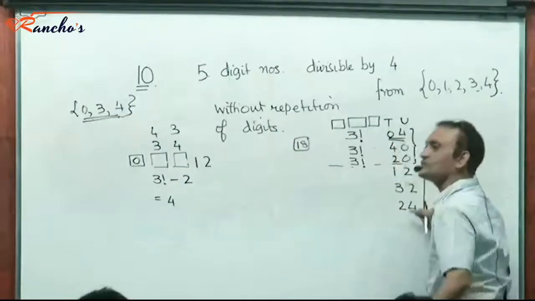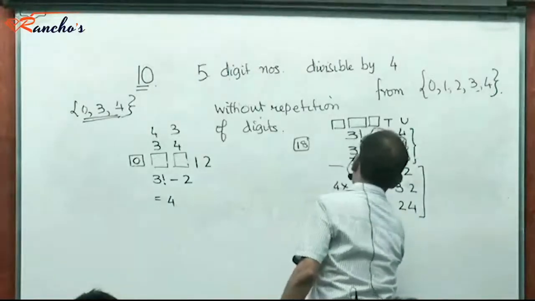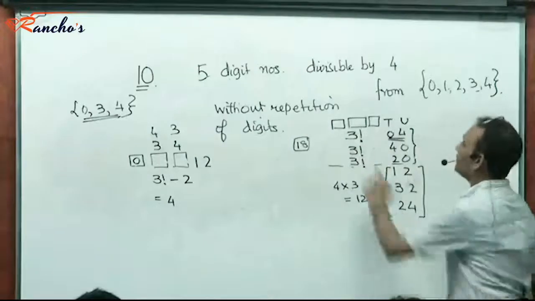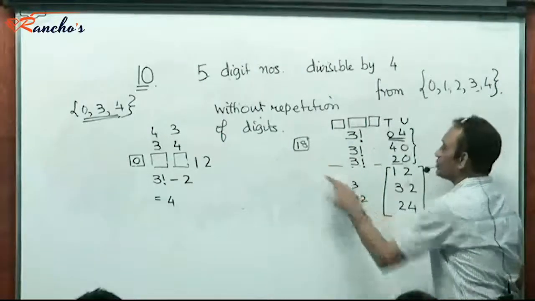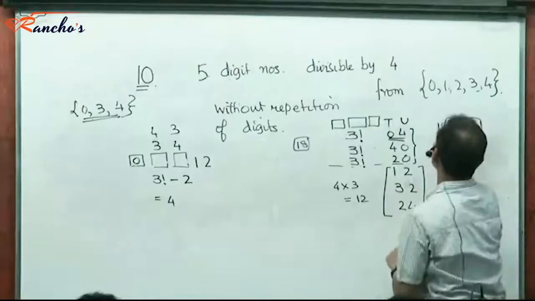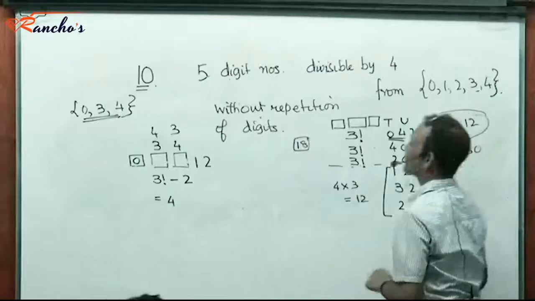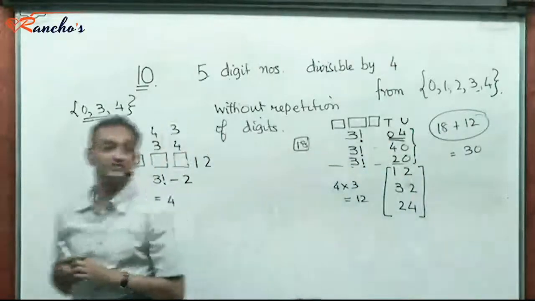Similarly, 4 cases of this and 4 cases of this. That makes it 4 into 3, 12 cases for this and 18 cases for this. So that makes it 30 cases in all. So 18 plus 12, that makes it 30 ways in which this could be achieved.